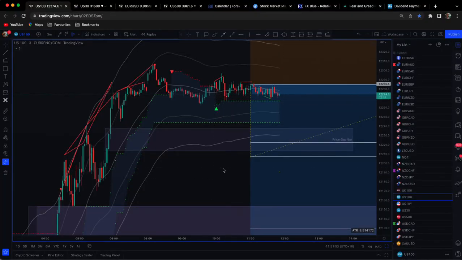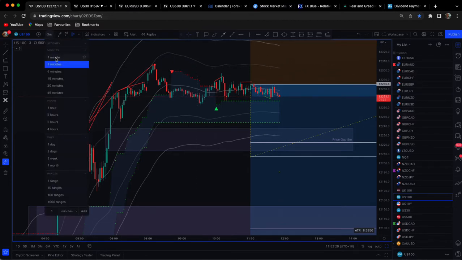Running off our signals, basically, we got the dot. Look at the divergence, strong divergence. We've got the dot, we've got the down triangle. Okay, my entry is a little bit aggressive, but we'll go down to the 1 minute.